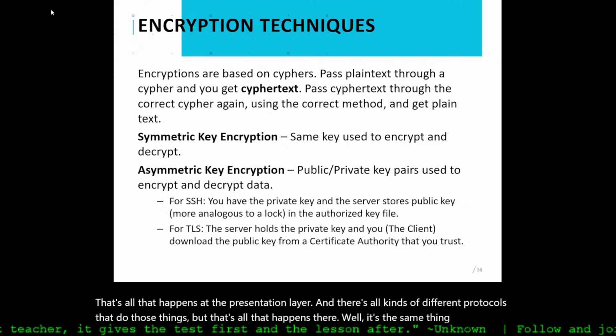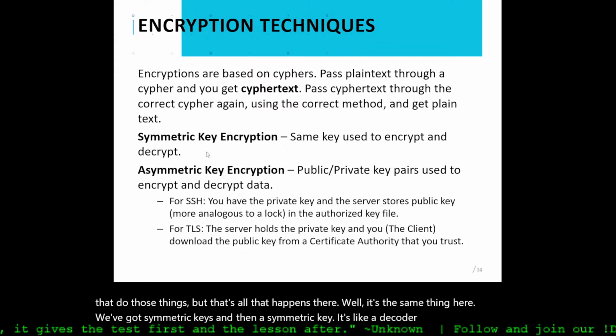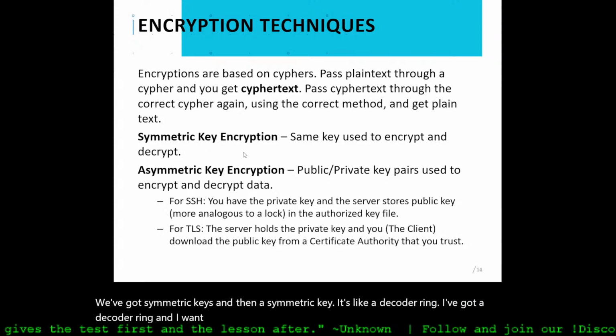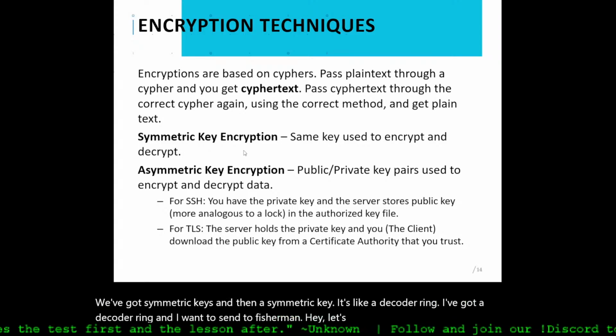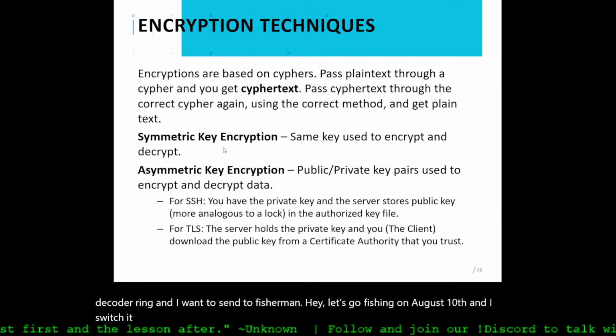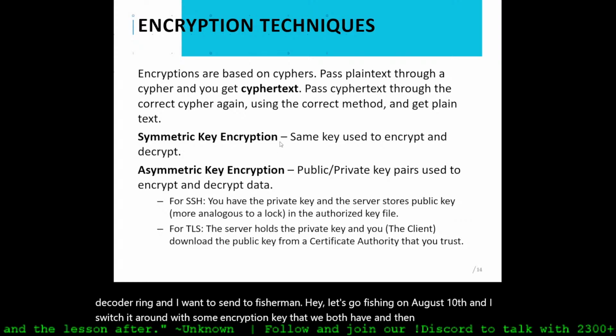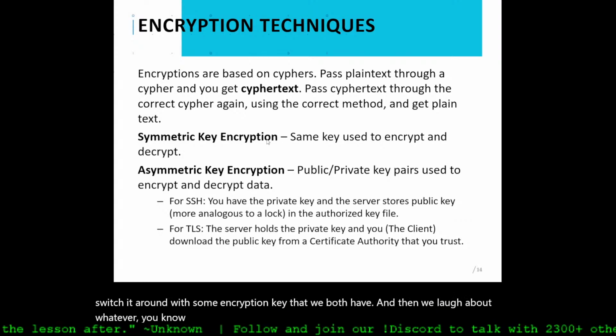We've got symmetric keys, and a symmetric key is like a decoder ring. I've got a decoder ring, and I want to send Fisherman a message: hey, let's go fishing on August 10th. And I switch it around with some encryption key that we both have, and then we laugh about it, going fishing and not telling the wives.